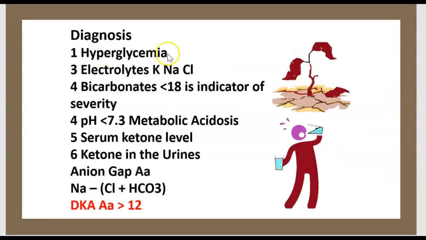Diagnosis: hyperglycemia, loss of electrolytes: potassium, sodium, chloride. Bicarbonate under 18 is an indicator of severity. pH under 7.3, metabolic acidosis. Check for serum ketone level, ketone in the urine, and check the anion gap: sodium minus chloride plus bicarbonate. It is DKA if the anion gap is over 12.